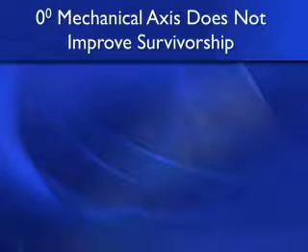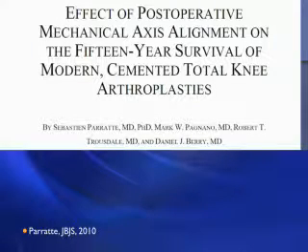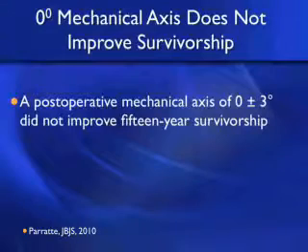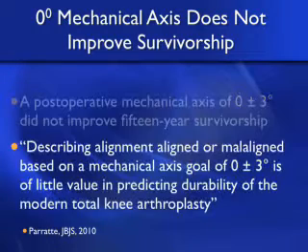Now, new evidence suggests that a 0-degree mechanical axis does not improve the survivorship at 15 years. And this is the very important paper by Perrett from the Mayo Clinic in 2010, which looked at the effect of postoperative mechanical alignment on the prediction of the 15-year survival of modern cemented total knee arthroplasties. And they showed that whether the knee was aligned within or outside the 3-degree window, it didn't make a difference in terms of the 15-year survivorship. And they thought that any attempt to describe alignment, whether it's aligned or malaligned based on this 3-degree window, is of little value in predicting the durability of a modern total knee arthroplasty.